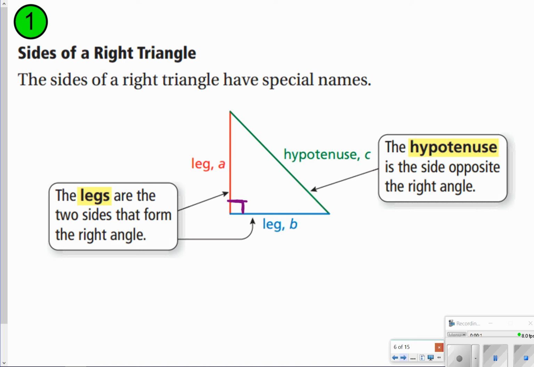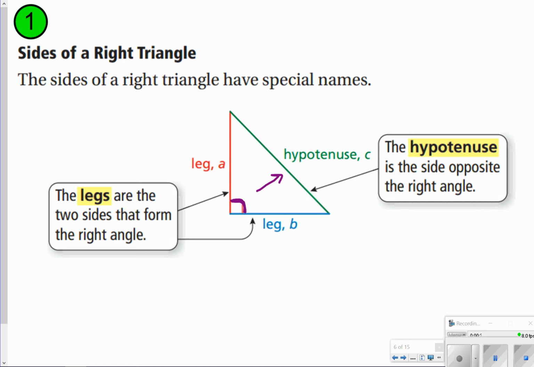The first thing we want to make sure we know is what a right triangle looks like, because the Pythagorean Theorem relates directly to right triangles. You need to make sure that you understand the legs are always touching the right angle, and those are going to be labeled with A and B. The hypotenuse, that's always the longest side, and it's always across from the right angle.